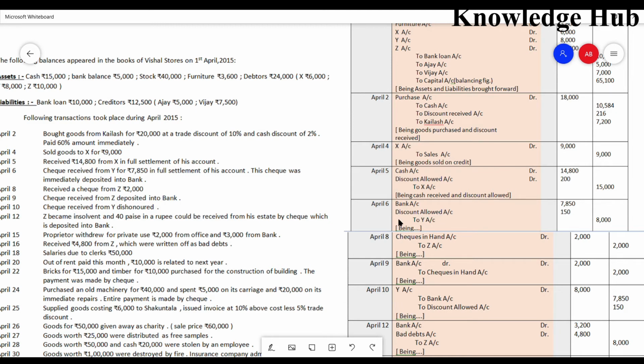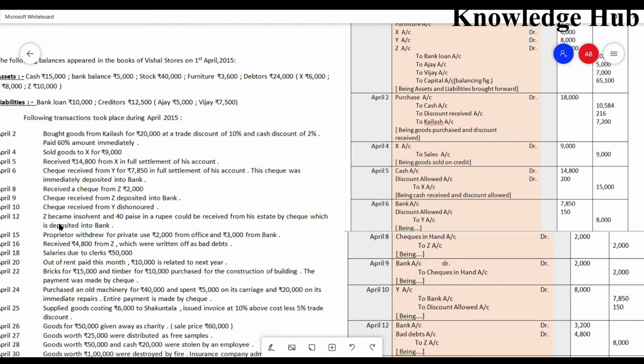So this is an exact opposite entry of the April 6th. Again we have debited Y's account, to bank account and to discount allowed account with the same amount. Since Y has failed to keep his words, his check was dishonored, we are not going to allow him any discount. So now let us look into the next transaction.